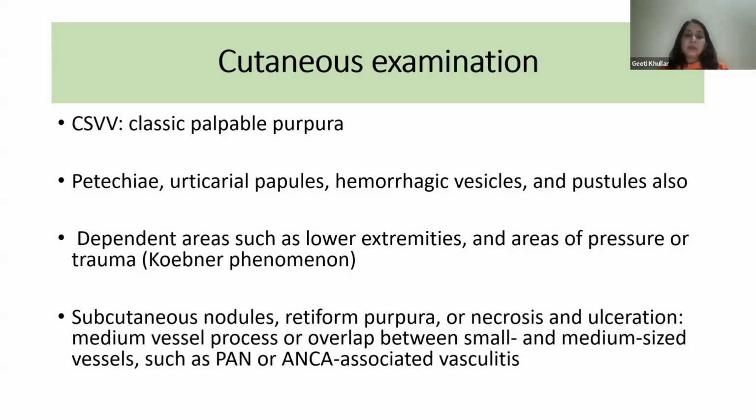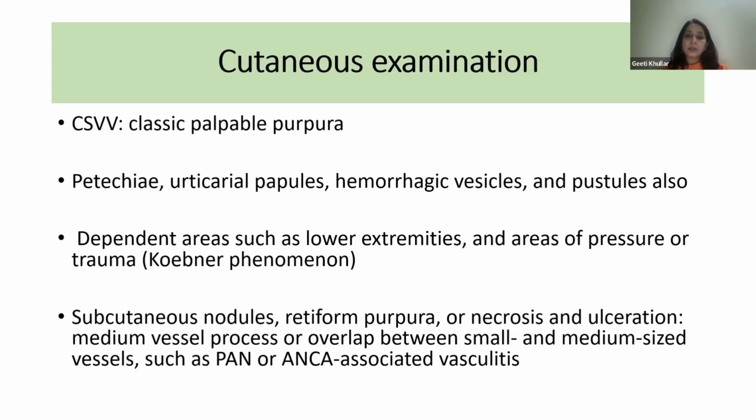Now, there can be other manifestations also, like subcutaneous nodules. There can be retiform purpura, which we mentioned, necrosis, ulceration. That usually suggests either a medium vessel involvement, or sometimes an overlap of small and medium vessel involvement. There can be palpable purpura along with some ulceration. There can be nodules along with some ulceration and palpable purpura. This mixed kind of picture is often seen in PAN and ANCA-associated vasculitis because they have an overlap between the small and the medium-sized vessels.